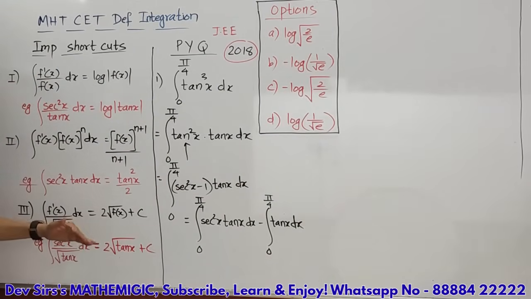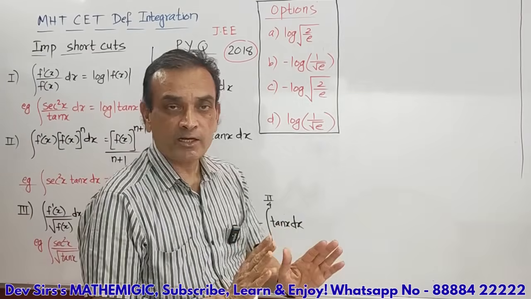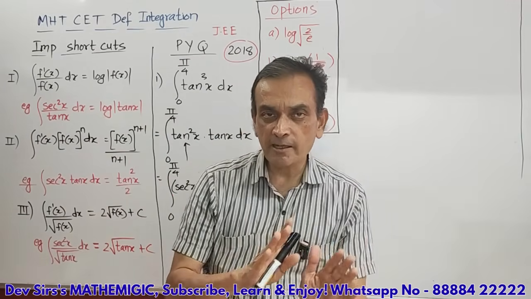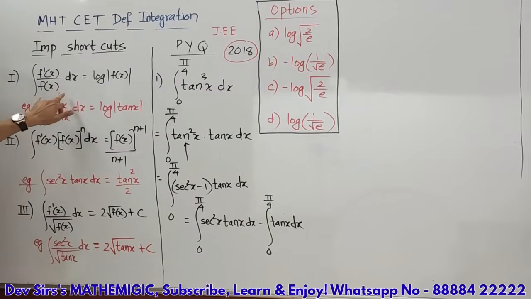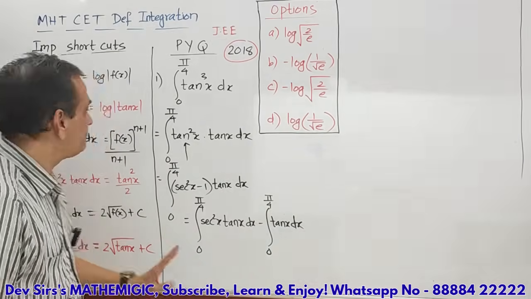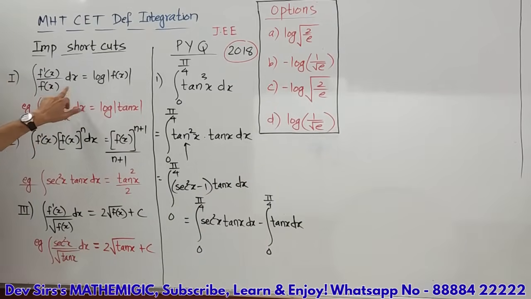Now all these formulae have function and derivative in them. एक इंटीग्रल में फंक्शन है और डेरिवेटिव है. For example, over here f dash x upon fx. fx is the function, f dash x is the derivative. Without making any substitution, answer is log of fx. But you should be careful. f dash x ऊपर चाहिए.